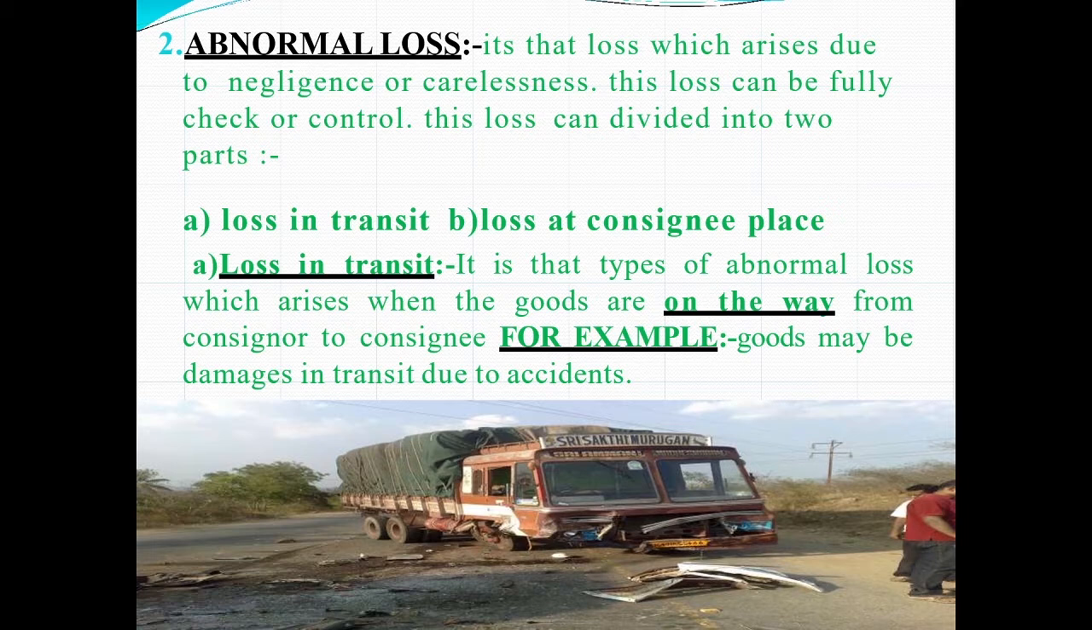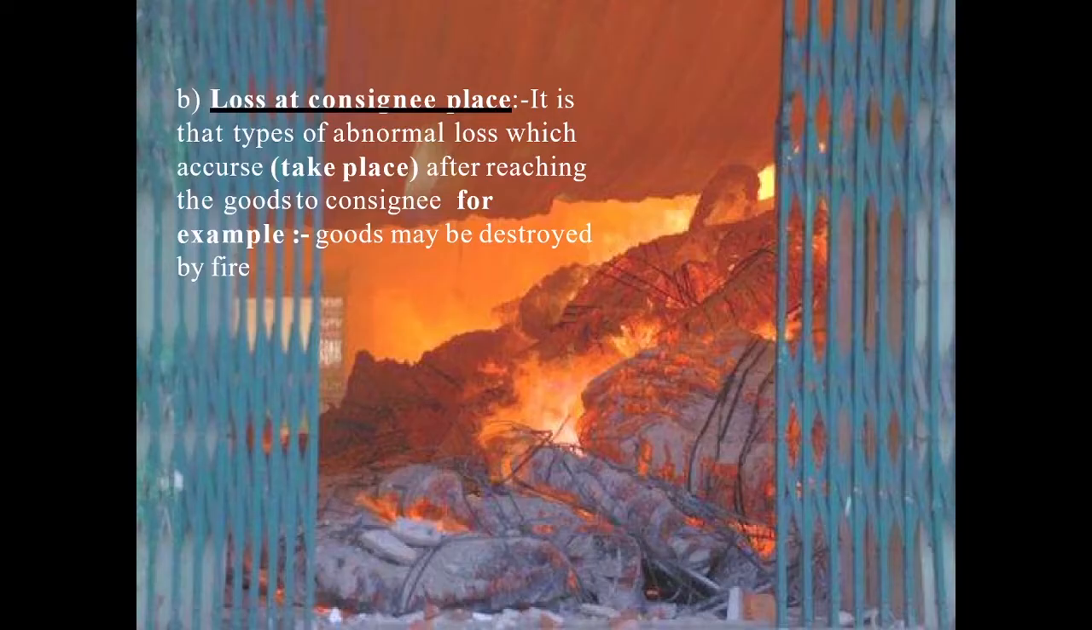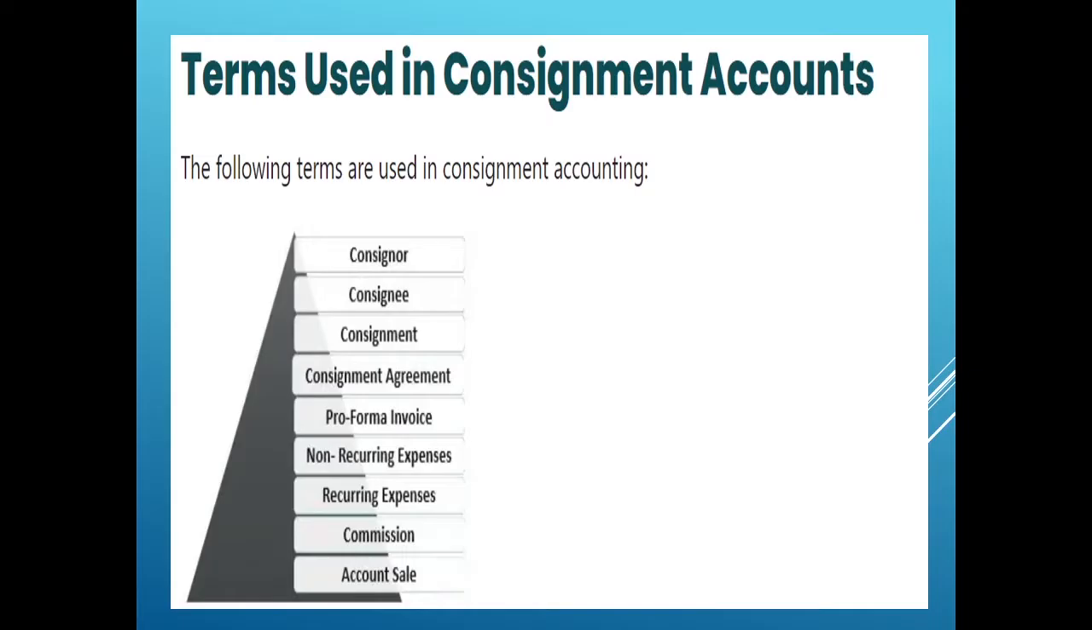This loss can be divided into two: loss in transit and loss at the consignee place. Loss in transit means when the goods are being sent from consignor to consignee, if an accident happens, that is called a loss in transit. If the goods are destroyed or a fire accident occurs at the consignee godown, that is a loss at the consignee place.